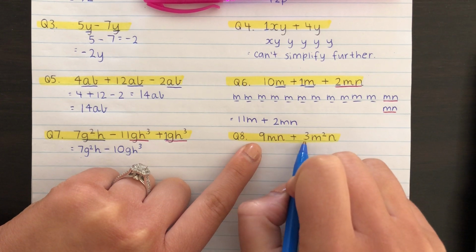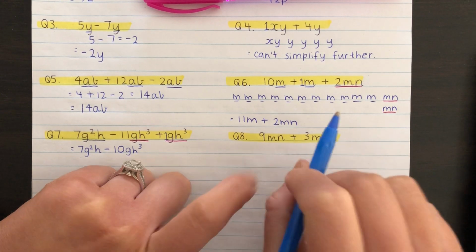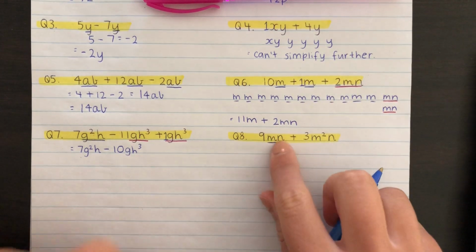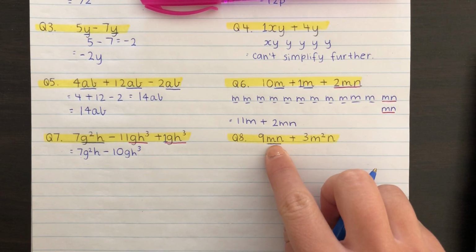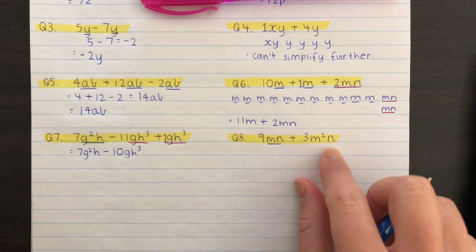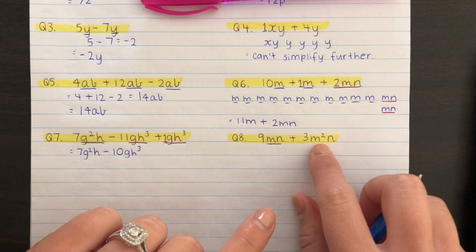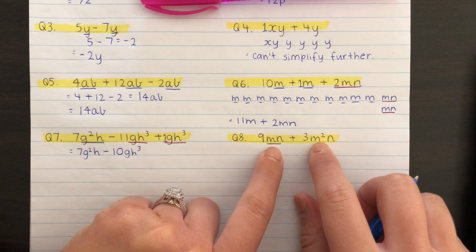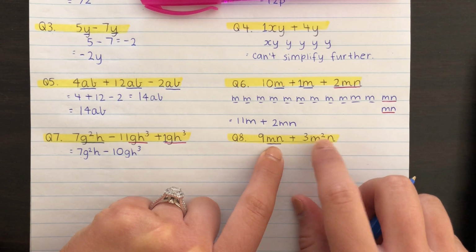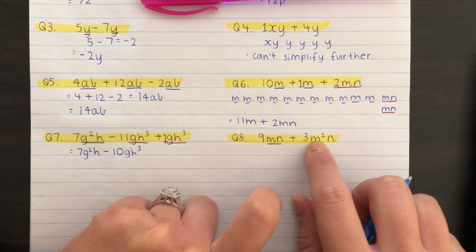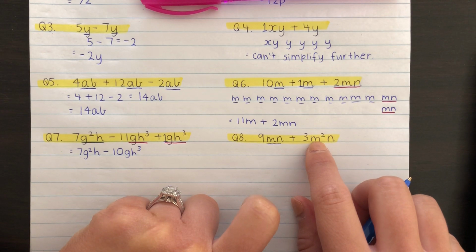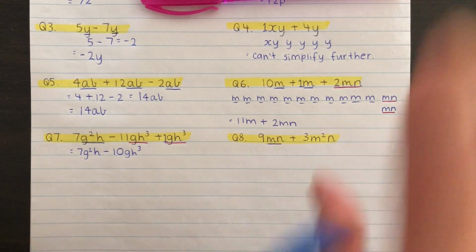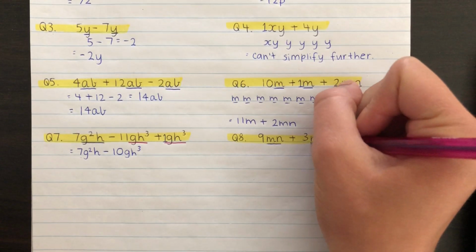9mn plus 3m squared n. Okay. First we have an mn. So I'll underline that blue. Then we have m squared n. Now, is this part here, the m squared n, exactly the same as mn over here? Well, no, it's not, because we only have one m here, but two of them over there. So they're not exactly the same. Hence, they're not like terms.